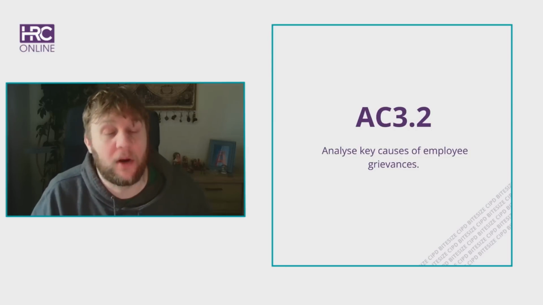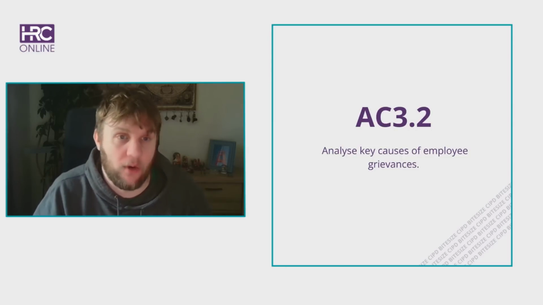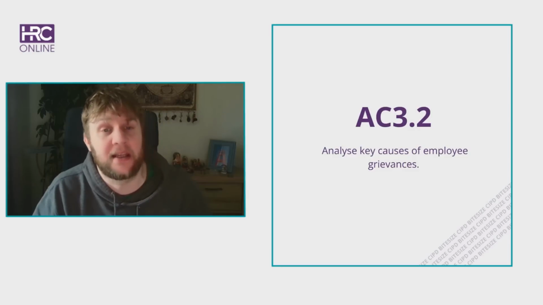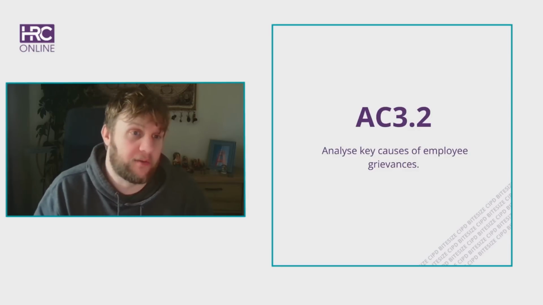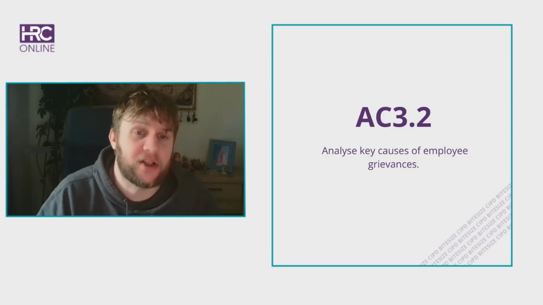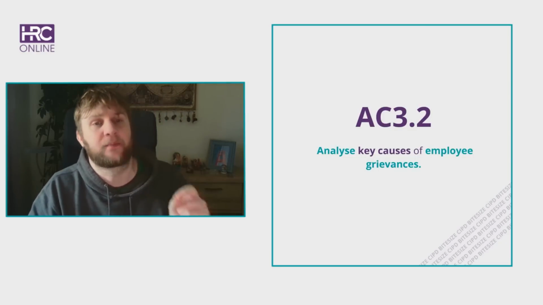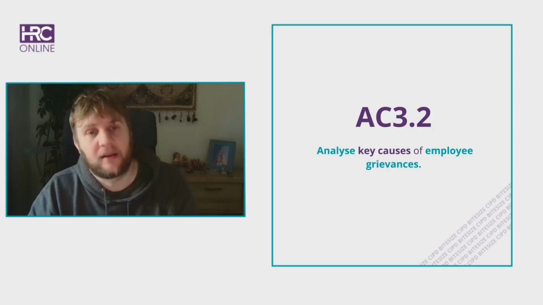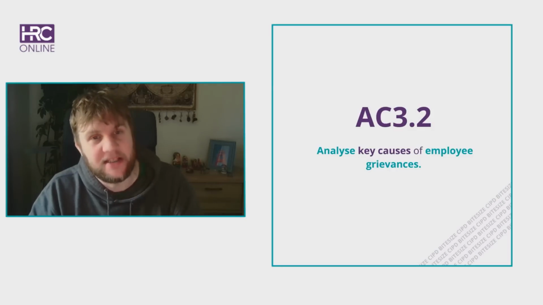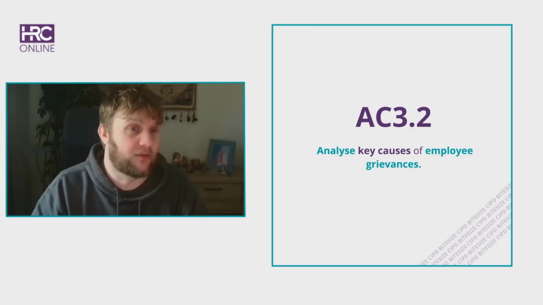In this video, we're going to be looking at AC 3.2 from the 5HR01 unit, which is analysing the key causes of employee grievances. Now, with all CIPD Bitesize videos, the first thing that we do is break the question down into its component parts, and we've done that for you, which is analyse. Key causes is kind of a secondary here of employee grievances. So analyse the causes of employee grievances.